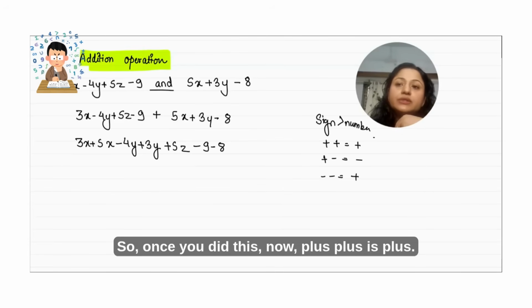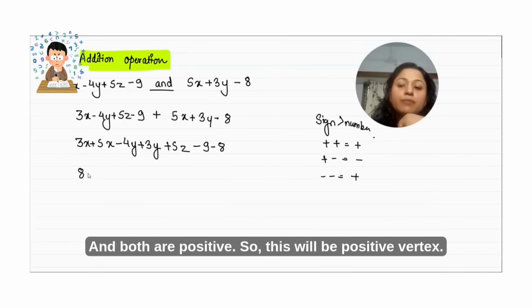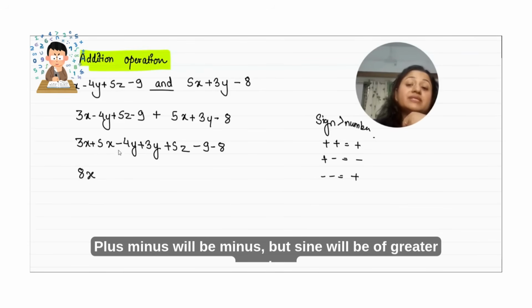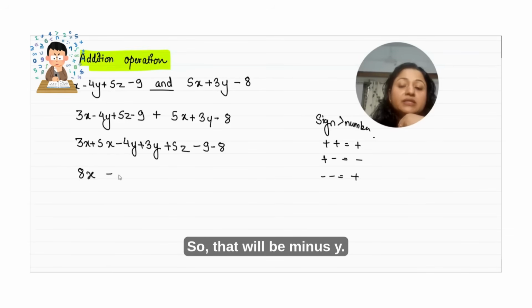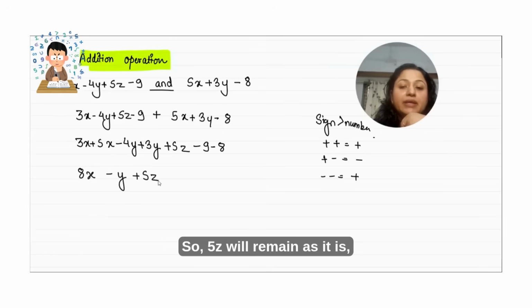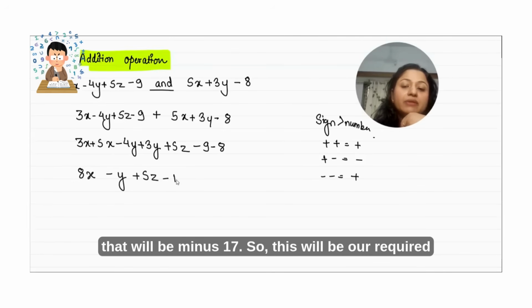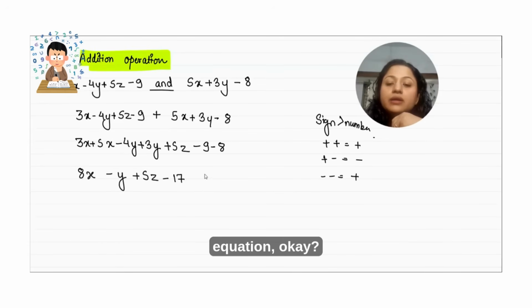Okay, so once you have done this, now plus is plus, so 3 plus 5 is 8, and both are positive, so this will be positive 8x. Plus and minus will be minus, but the sign will be of the greater number, so that will be minus y. Minus 4 plus 3 is minus 1. So we can write it as minus 1 or minus y. Don't get confused with this. 5z will remain as it is. Minus and plus, the sign will be of the greater number, that will be minus 17. So this will be our required equation.